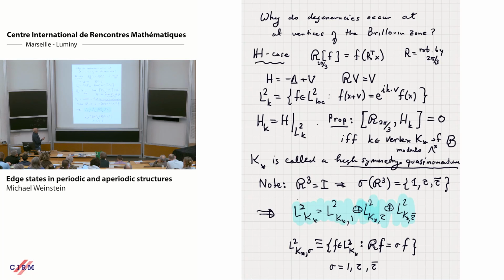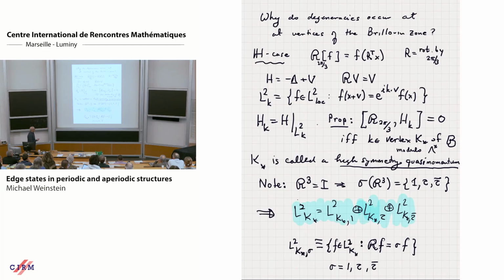Okay. So why do the degeneracies appear at the vertices of the Brillouin zone? The key to it is the following simple proposition. If you look at this rotation map, you ask, when does it commute with H_K, the operator acting in the space L²_K? And the answer is it commutes exactly when K is a vertex of the Brillouin zone, modulo the dual lattice. In other words, there's an extra symmetry of the eigenvalue problem when the quasi-momentum is chosen to be one of those vertices of the Brillouin zone. Such vertices are called high symmetry quasi-momenta.